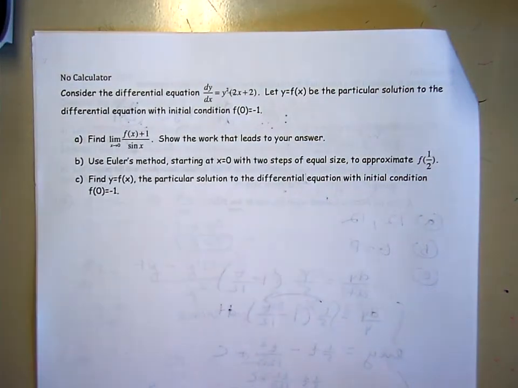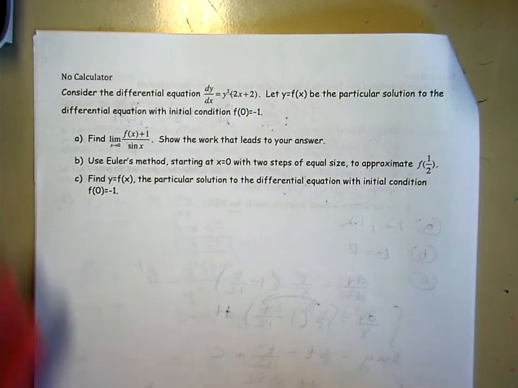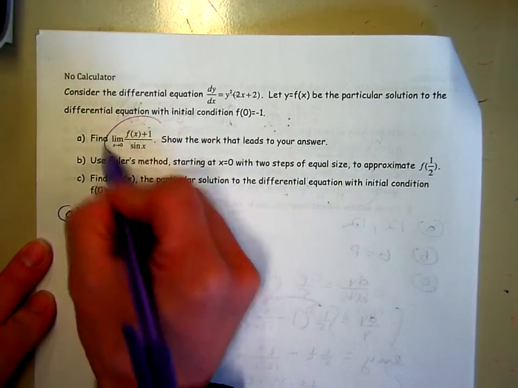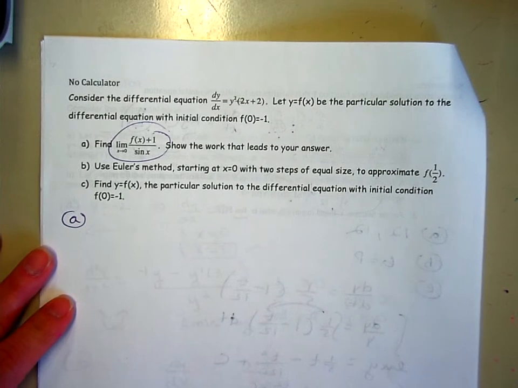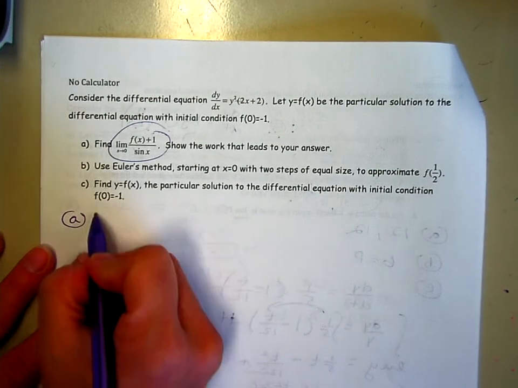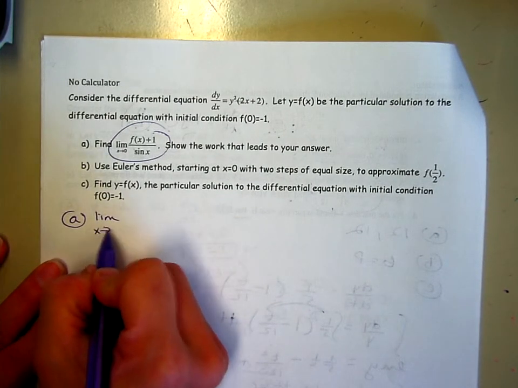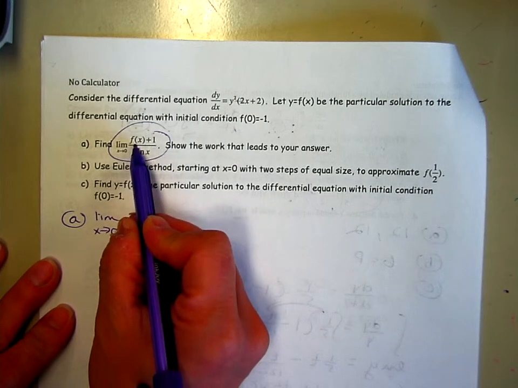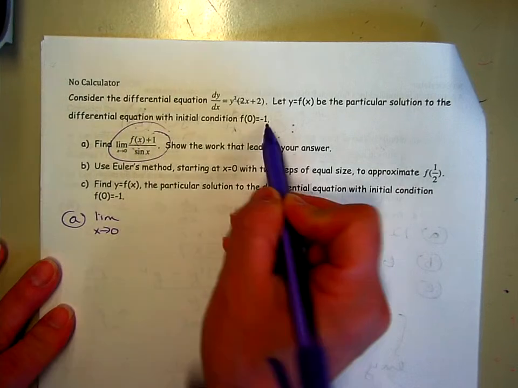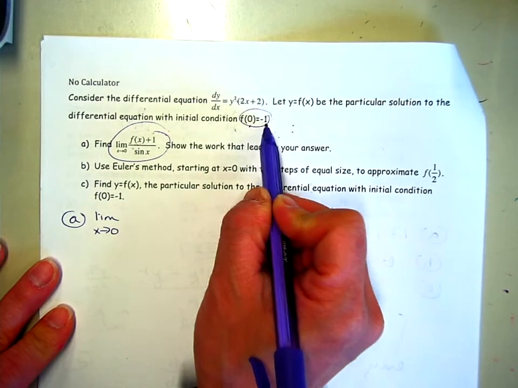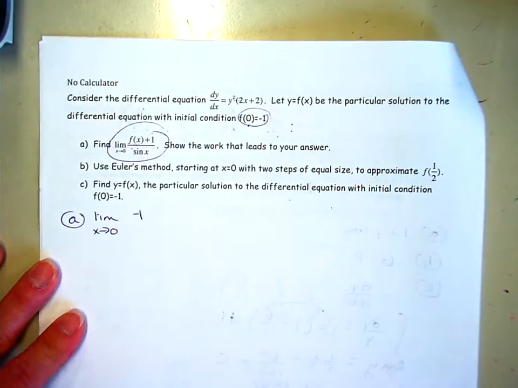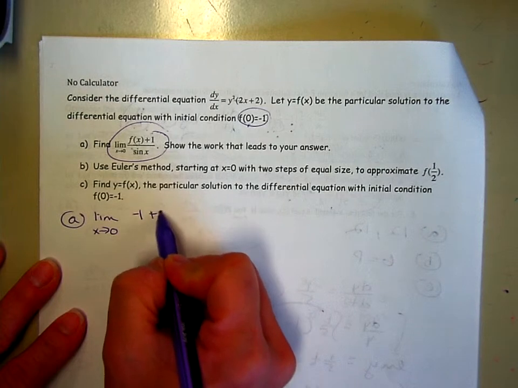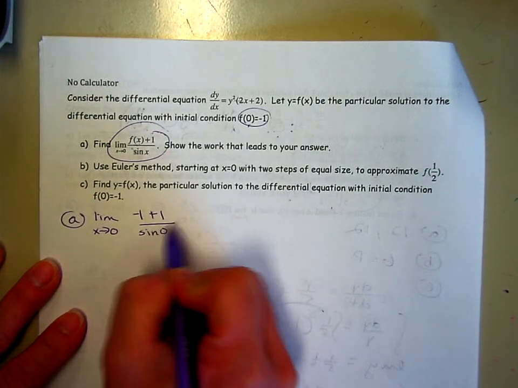Here's another differential equation question. Part A asks you to show the limit and show your work. So step one is always direct substitution for any limit problem and see what happens. So the limit of f of x, if I plug in 0, this becomes f of 0. They told us what f of 0 is. It's negative 1. So if I do a direct substitution, I get negative 1 plus 1 over sine of 0, which is 0 over 0.